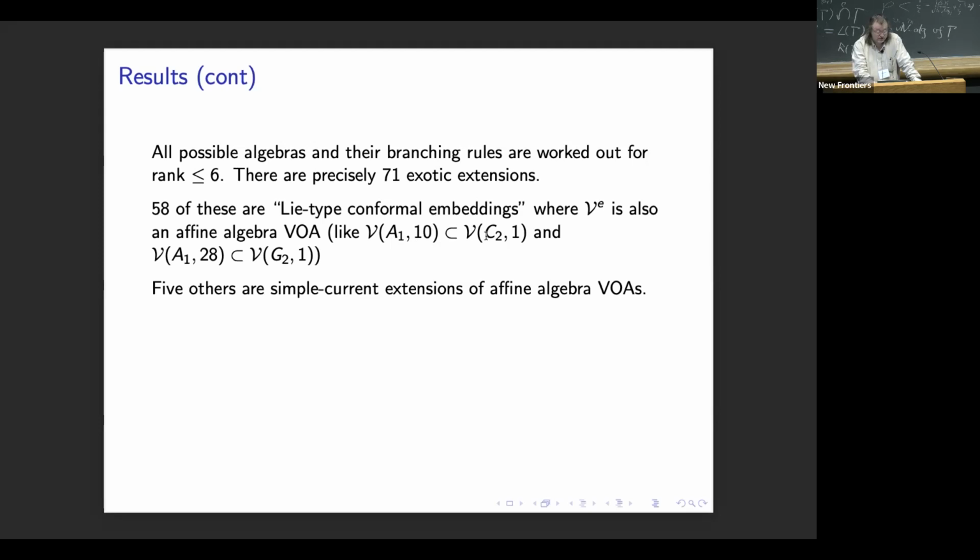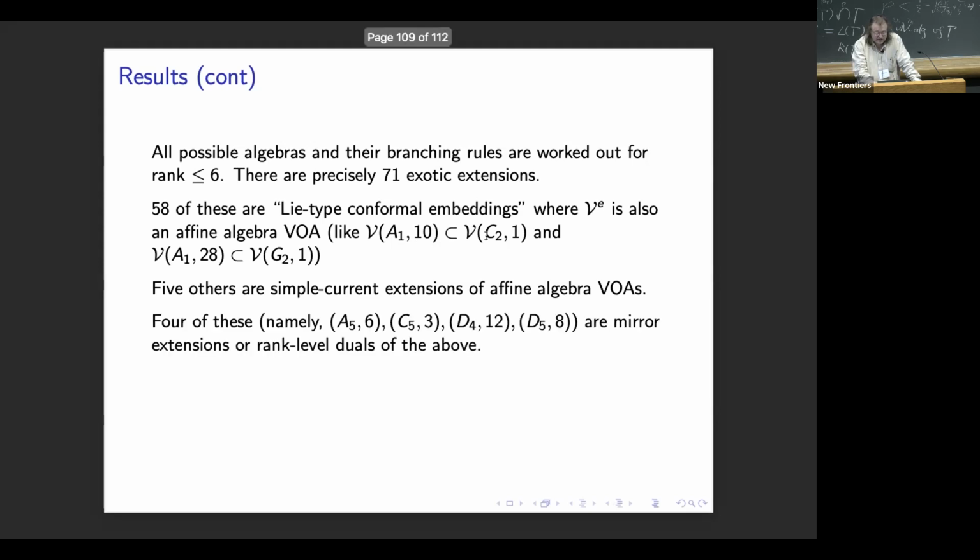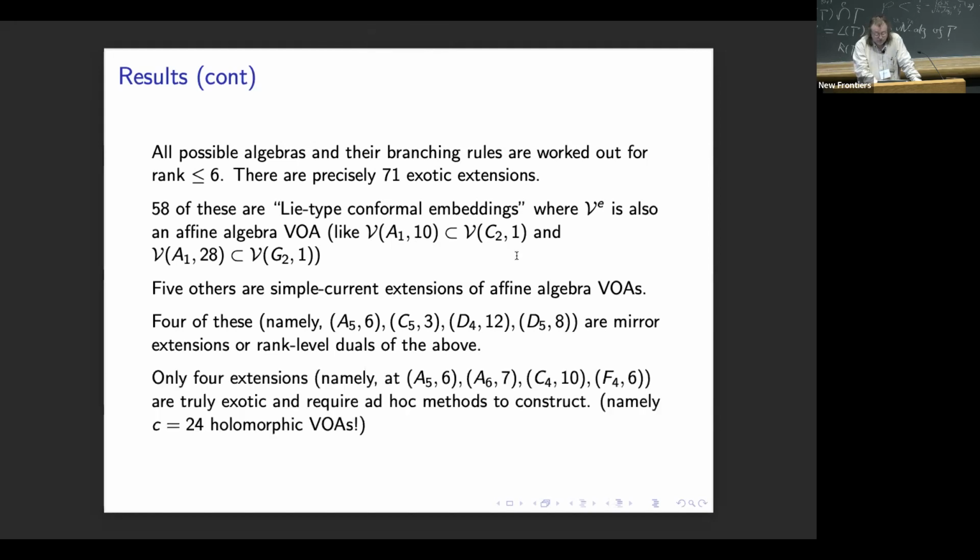So these are well understood also. And there's other ones that are quite well understood. And there's 4, I believe, that are truly exotic. So again, these numbers you shouldn't completely trust, but in a week or two, the paper will come out and you'll be able to trust those.